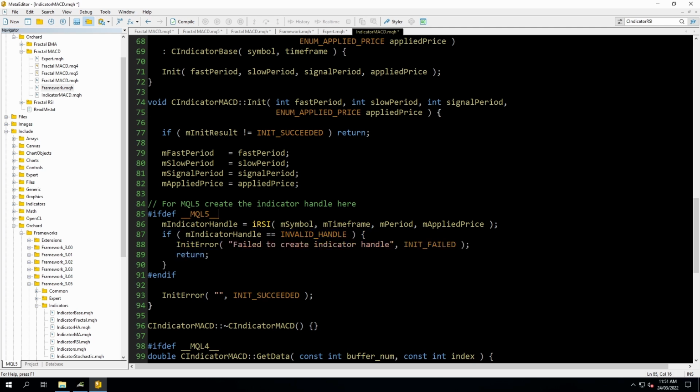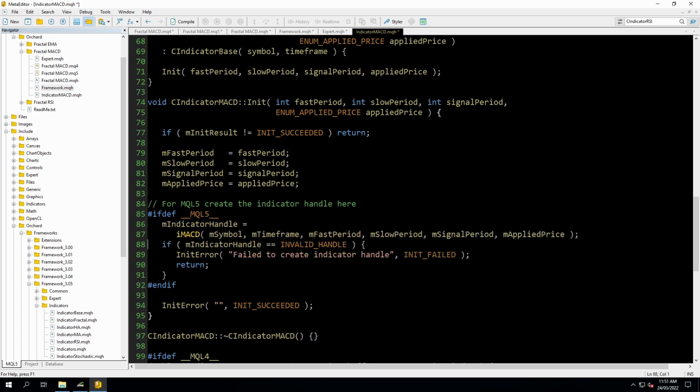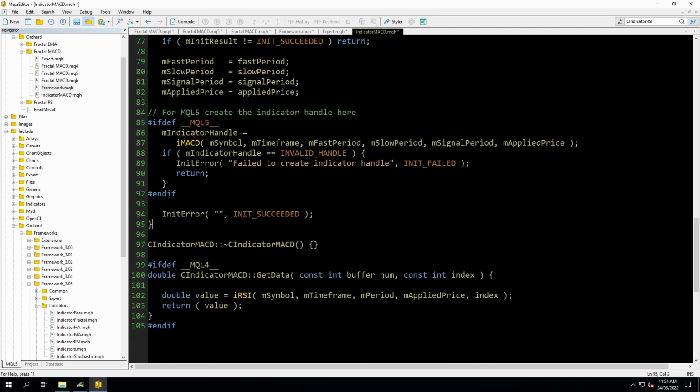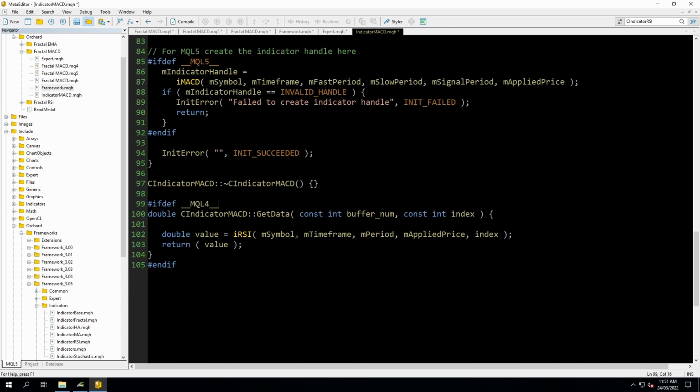So I really just need to replace this one line, which due to the length of the line is wrapped around, but the indicator handle is now an iMACD call: symbol, time frame, fast, slow, signal, and applied price. And then the last change for MQL4, because I have to call the iMACD differently, I just need to replace this line: value equals iMACD, symbol, time frame, fast, slow, signal period, applied price, and the buffer number, because there are more than one buffer for MACD, and the index.